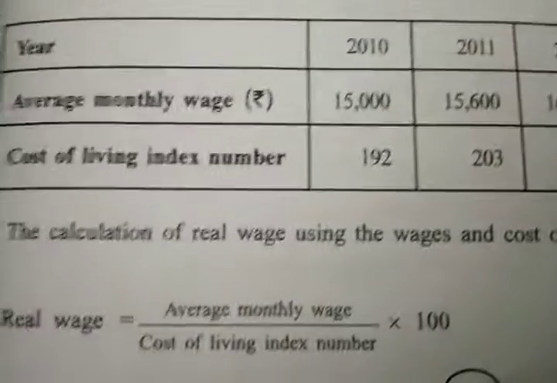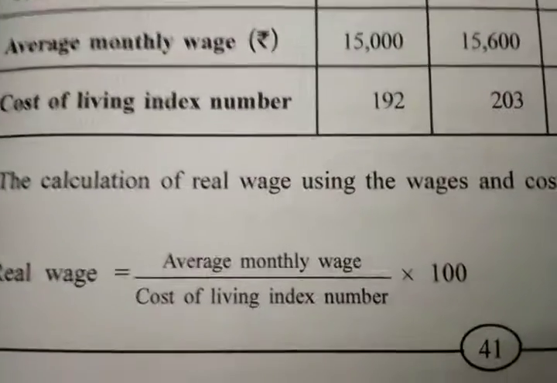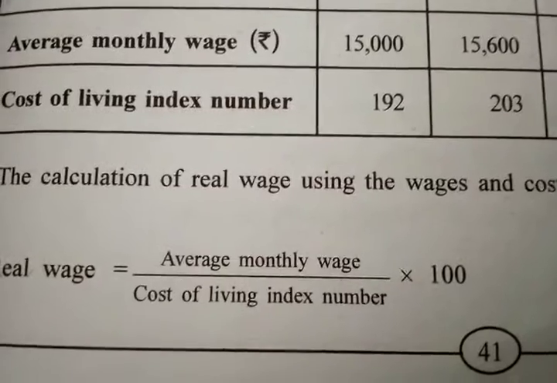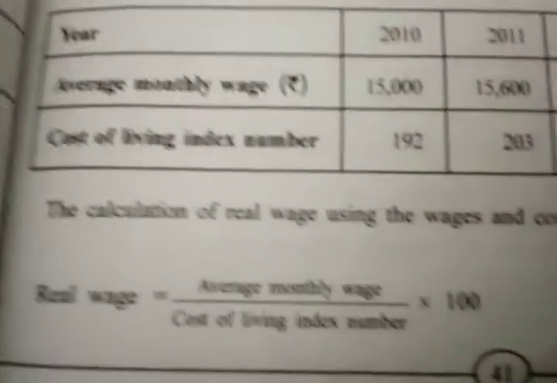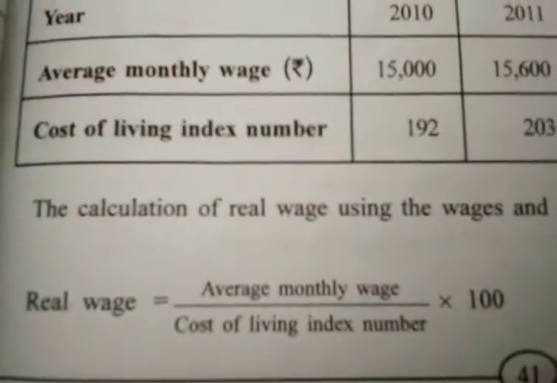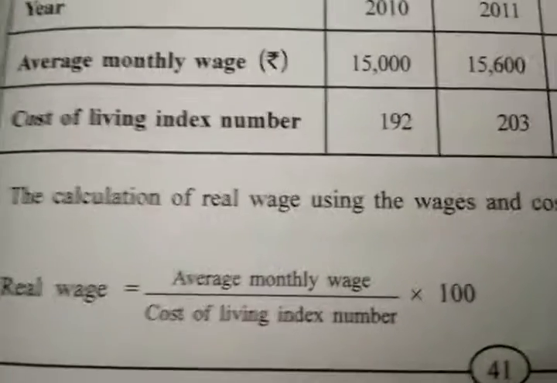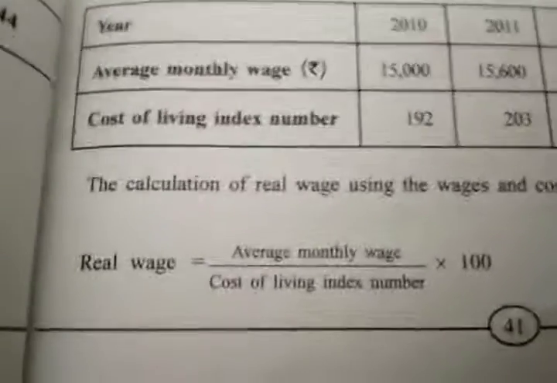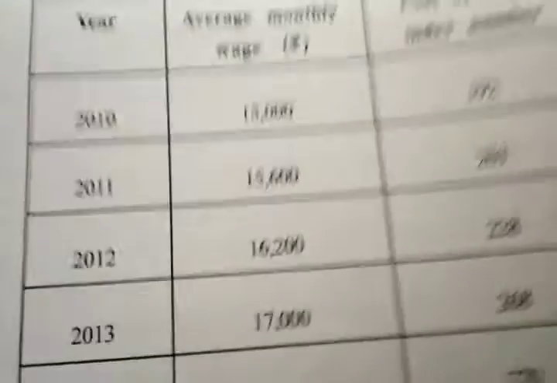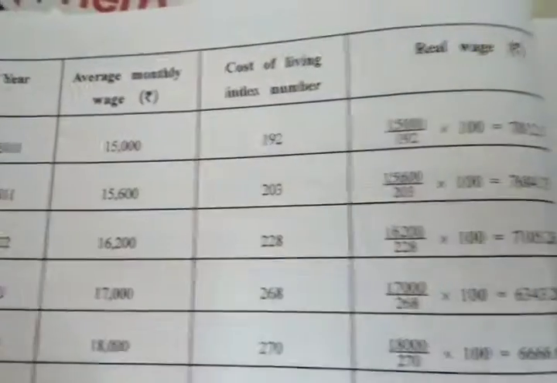Calculation of a real wage. Real wage is equal to average monthly wage, which is given here, divided by cost of living index number, that's also given, and multiplied by 100. Then you will get the real wage. So we have to make a separate table for this and work out. Let us see how it is done.